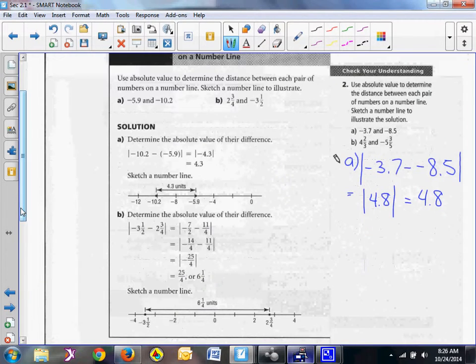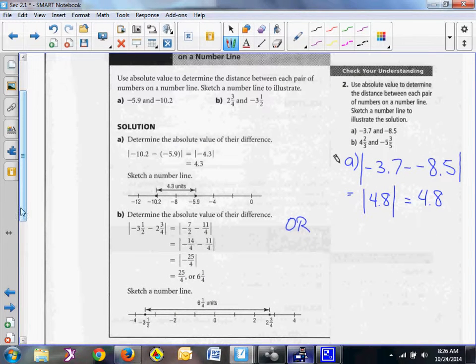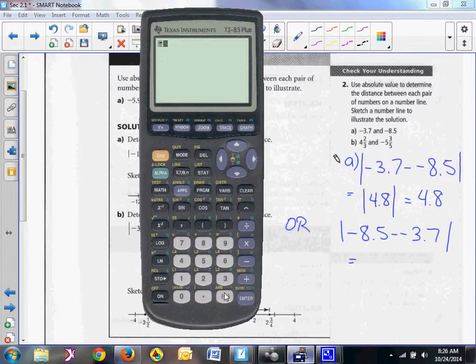I'm going to show you now, what if we did negative 8.5 and we subtracted negative 3.7? What happens there? So let's do that. I'm going to go negative 8.5 minus negative 3.7, and we get negative 4.8 inside the symbol. So when we evaluate that, we still get 4.8. So here, it doesn't really matter which number's first, which number's second. You're still going to get the same answer.